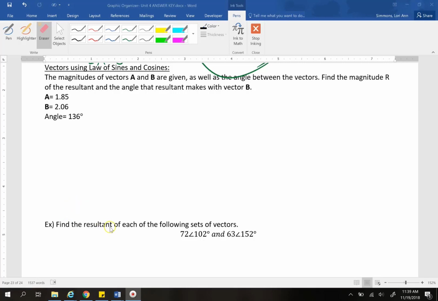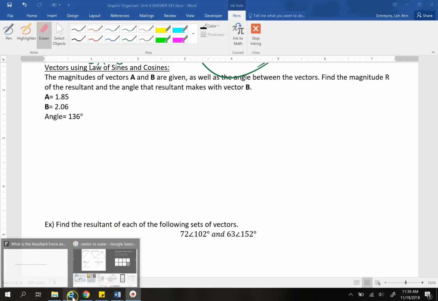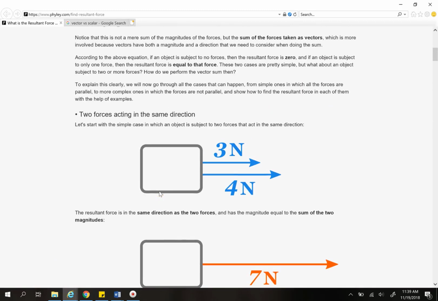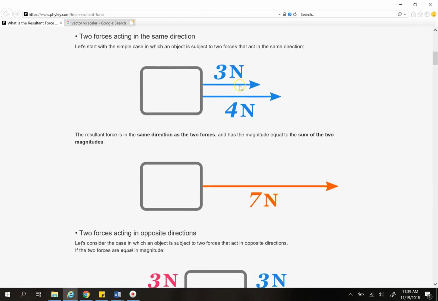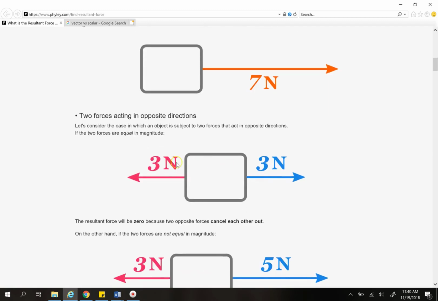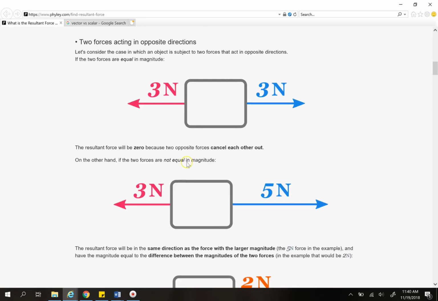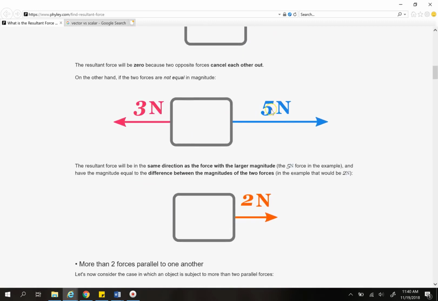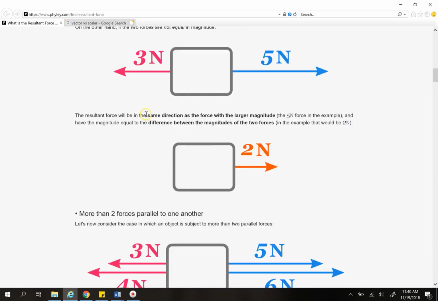Vectors using law of sines and cosines. Let's go over forces. If we have them acting in the same direction, you're going to add them. If you have them in opposite directions, it's going to cancel it out. The larger force is going to bring in 2 newtons for this example. So you take 5n minus 3n.